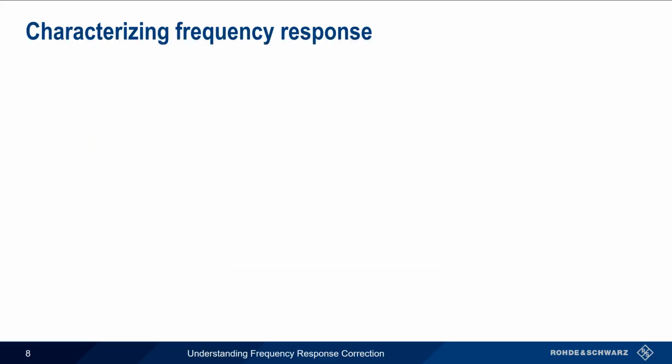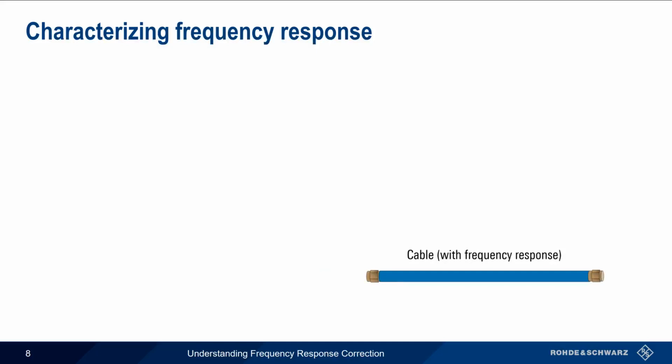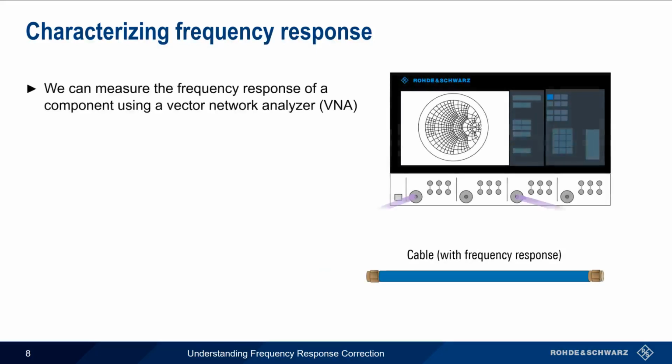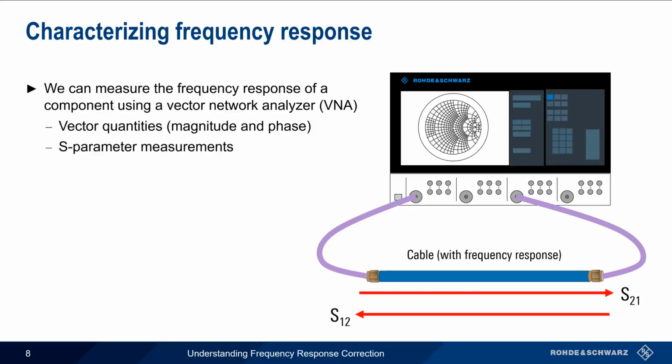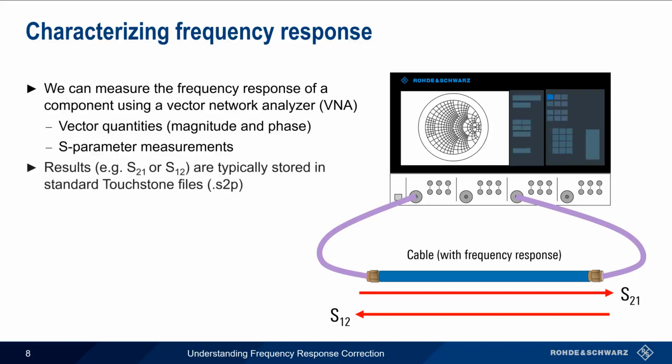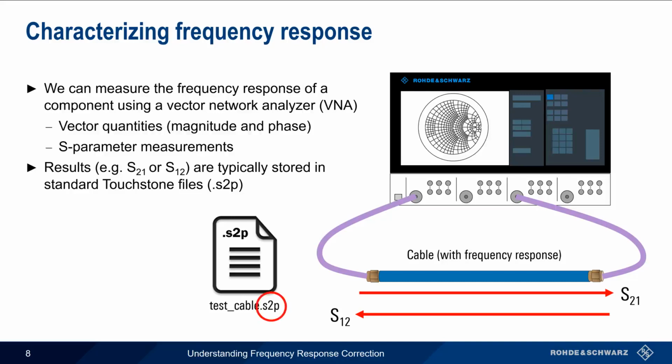So how do we correct this frequency response? The first step is characterizing and storing the frequency response of a given component, and this is done using a vector network analyzer, or VNA. The advantage to using a vector network analyzer is that it can measure vector quantities, that is, both the magnitude and the phase, as a function of frequency. Since the signal is passing through these components, two-port S-parameter measurements are the most common. These S-parameter measurements are then typically stored using the industry standard touchstone file format. For two-port measurements, the results would be stored in a file with the extension S2P.